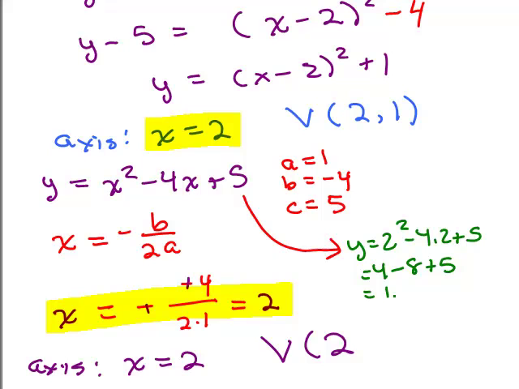So notice I get the same vertex. And that's where that formula comes from, the x equals negative b over 2a. So you can complete the square if you'd like, or you could just use the formula to figure out the vertex point and the axis of symmetry.